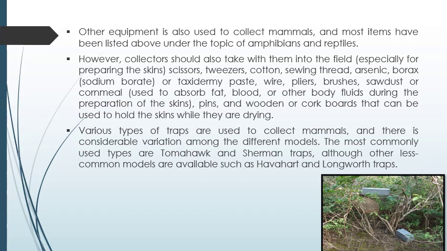Various types of traps are used to collect mammals, and there is considerable variation among the different models. The most commonly used types are tomahawk and Sherman traps, although other less common models are available, such as Havahart and Longworth traps. Here you can see the image of tomahawk and Sherman traps.